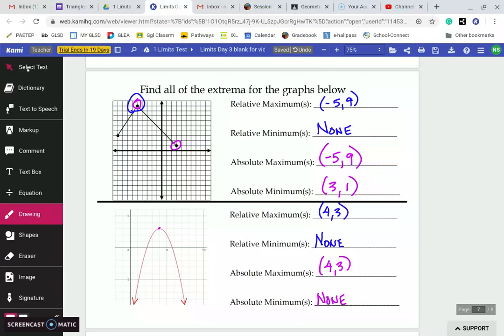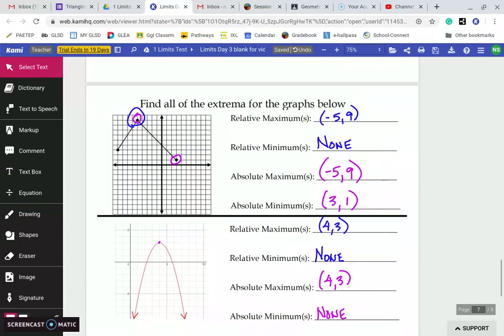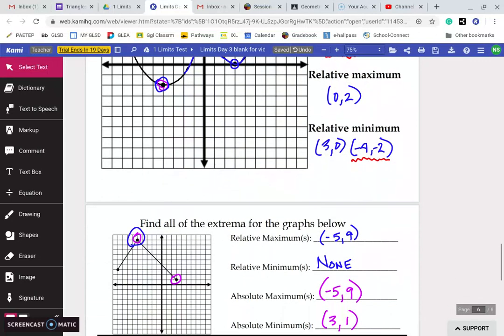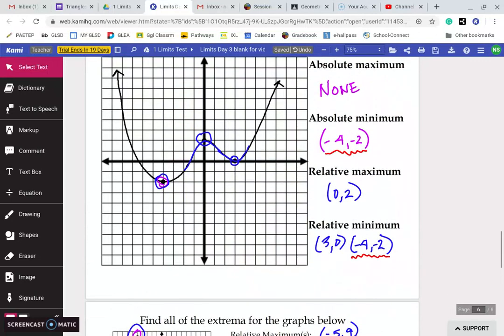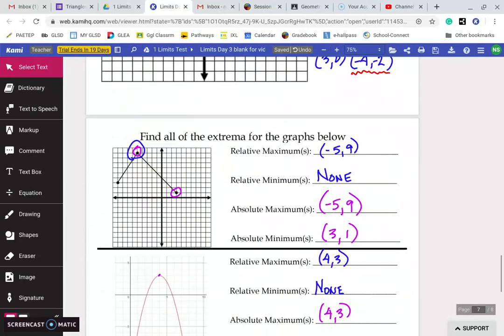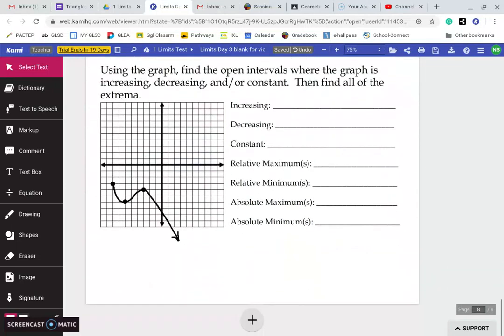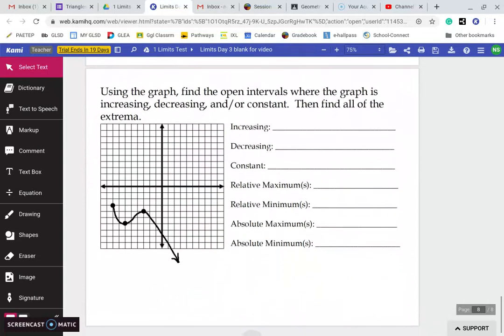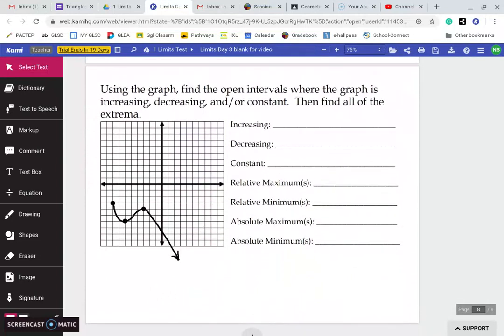Okay. So sometimes graphs will have no extrema at all. Sometimes graphs will have all 4. You can have a graph that has all 4 absolute and relative maxes and mins. Okay, so now this last one just kind of summarizes everything, the front and the back, the increasing, decreasing, constant.